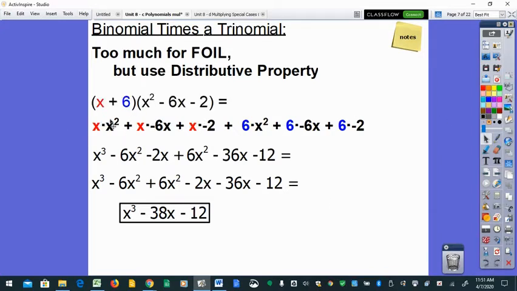X times negative 2 is negative 2x. Now we're going to move over to the 6. 6 times x squared is 6x squared. 6 times negative 6x is negative 36x. And 6 times negative 2 gives us a minus 12.